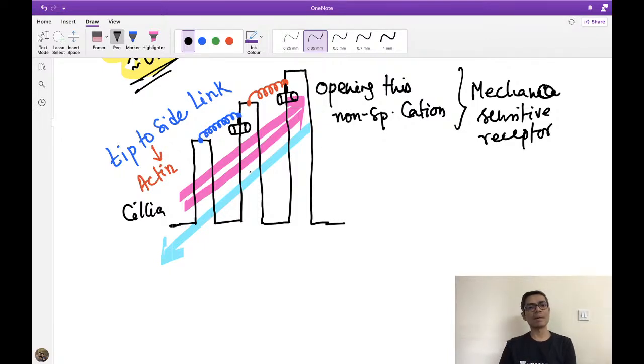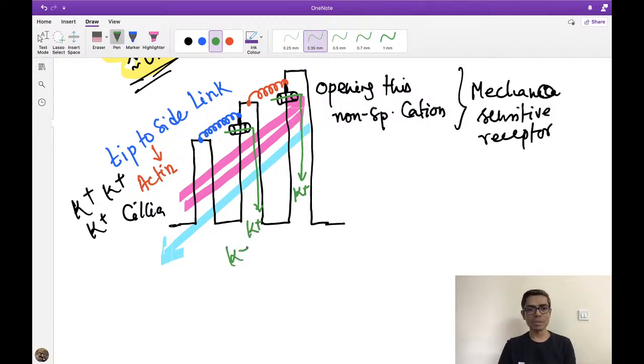This channel is opening up, and whenever the channel opens up, because the hairs are surrounded by a huge amount of potassium, the potassium is going to enter inside this cell. Along with potassium, a small amount of calcium can also enter, because it's a non-specific cation channel.